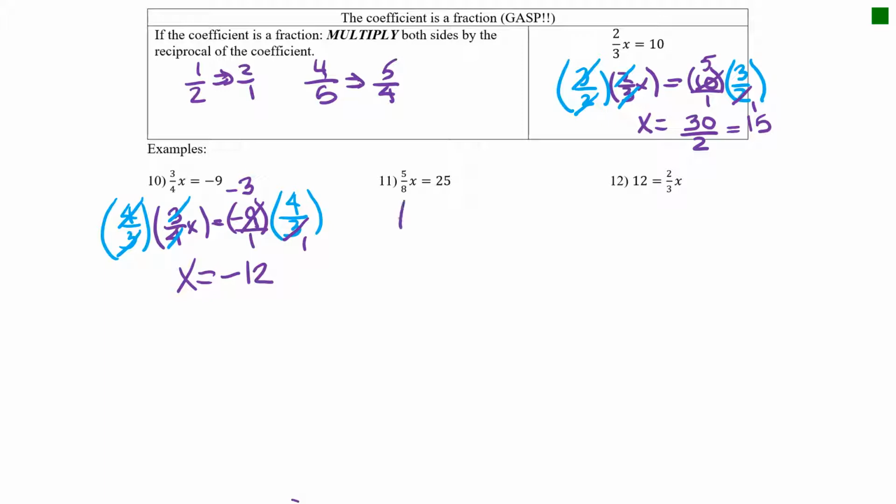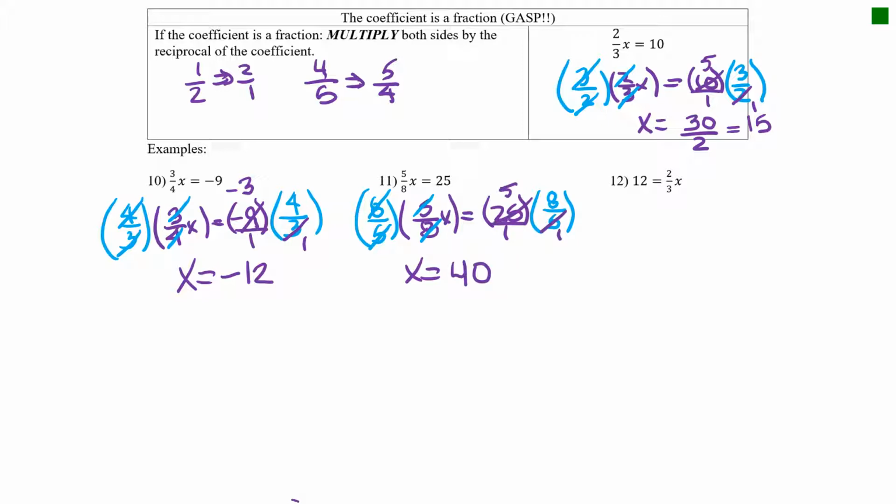Number 11, I've got 5/8 x, and I have that equal to 25. What am I going to multiply by? Because I have a fraction, I'm going to multiply by the reciprocal, 8 over 5. 8 over 5. And the 8s cancel, the 5s cancel. I have what left? I have x equals, this 25 is on top. 5 goes into 5 once, into 25 5 times. So the answer is 40.